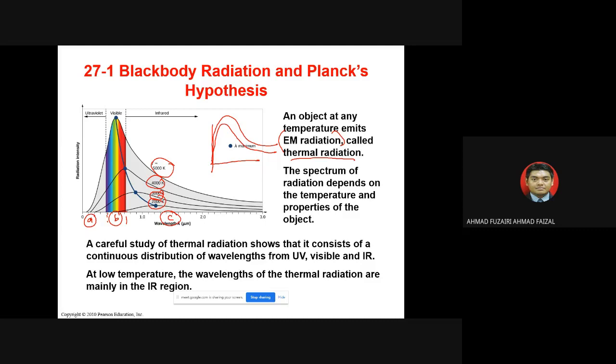And at low temperature, for example 2000 Kelvin, most of the spectrum is in the infrared region, and just a very small portion is in the visible range.